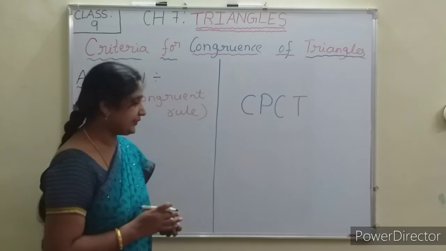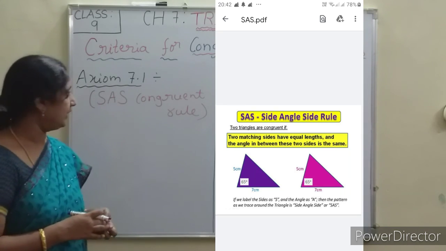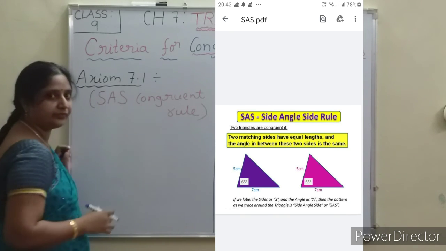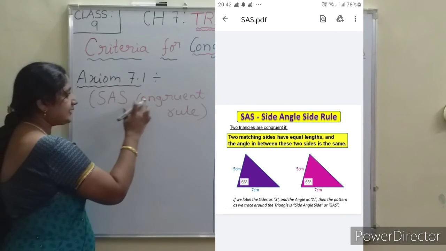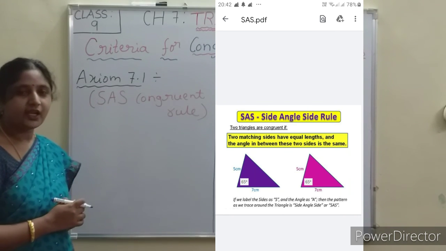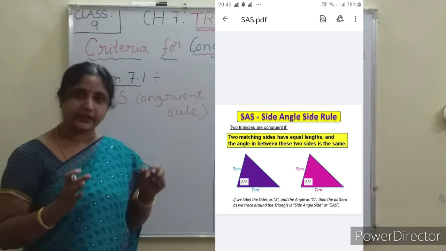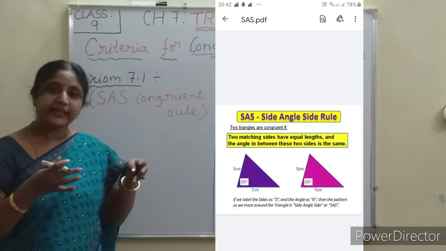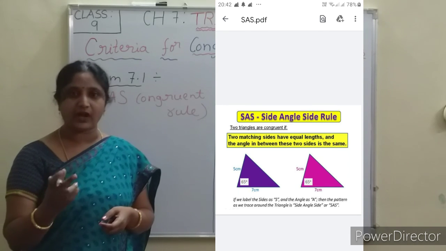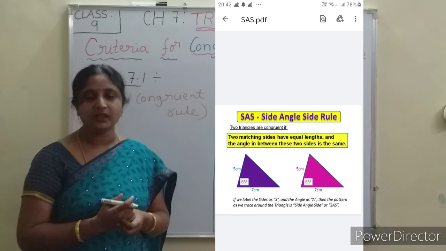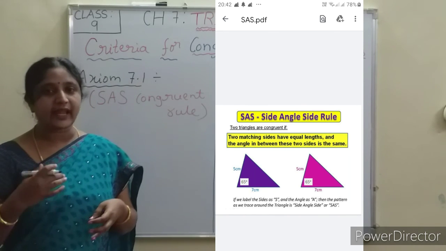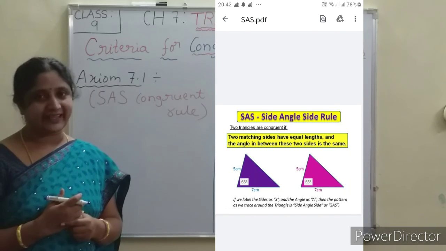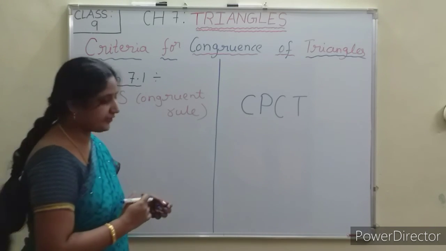Okay, children. Now, one by one, we will study the rules here. The first one is the SAS congruent rule. Two triangles are congruent if two sides and the included angle of one triangle are equal to the two sides and included angle of the other triangle. So this sentence I will explain with one example. See here, children.